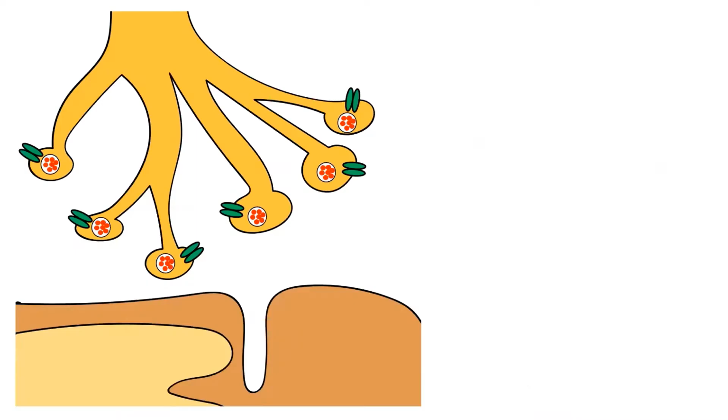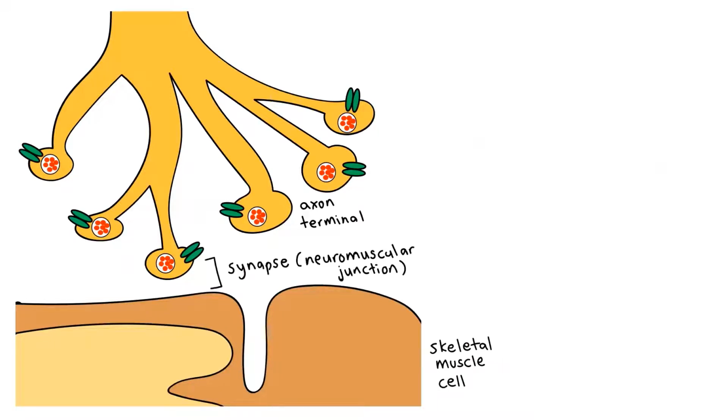Here we have a picture of the axon terminal and a skeletal muscle cell. The area between the neuron and the skeletal muscle cell is called the synapse. A synapse is generally any connection between a neuron and another cell. Since this is between a neuron and a skeletal muscle cell, this is specifically referred to as the neuromuscular junction.